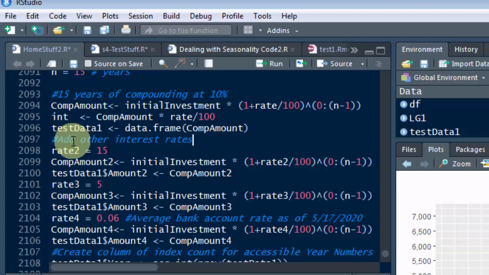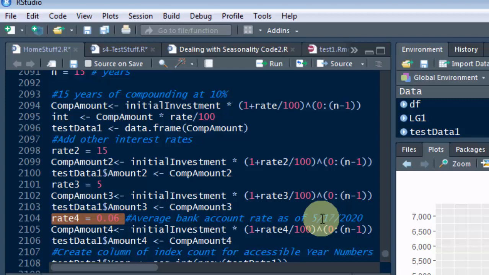Okay, so we had a rate, right? 10. Now we have a rate 2, that's the variable, equals 15, rate 3 equals 5, so we're going to have 15, 5, and a rate 4 of 0.06, which is the national average bank account rate as of today, which is 5/17/2020. Obviously, it's low now because we're in a recession, the coronavirus, COVID-19 thing going on, and everything else, the housing market is kind of obliterated right now. So that's brought that way down.